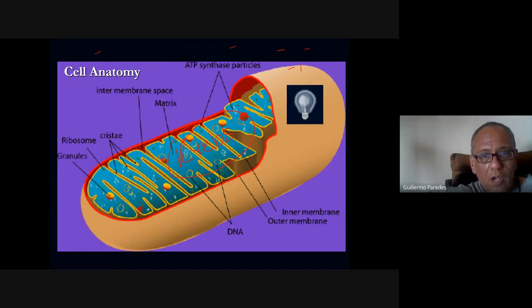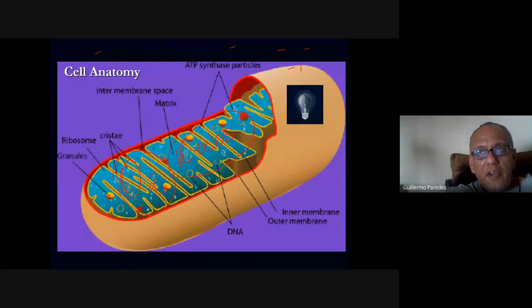Okay. In addition to that, in order for the Krebs cycle to happen, you need to have oxygen. That's why we need oxygen. The oxygen is the trigger for the reactions to produce the ATPs. Without oxygen, these reactions will not happen.